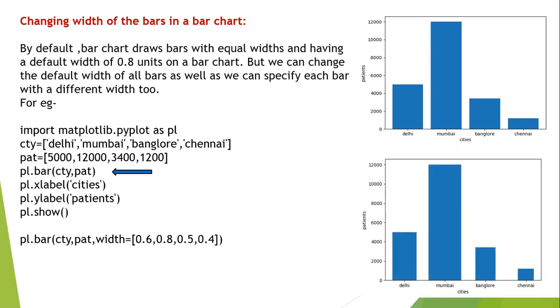See, here Delhi, Mumbai, Bangalore and Chennai are still there. The cities are still the same. What has changed is the width of the bars. Since we gave the highest width to Mumbai, Mumbai has the highest width here, and for Delhi the width is comparatively low, and then Bangalore and Chennai's widths respectively. Since we have given the widths as 0.6, 0.8, 0.5, 0.4, that variation of the width can be seen in the graph as well. So in this way you can change the width of the bars. Now let's move further.